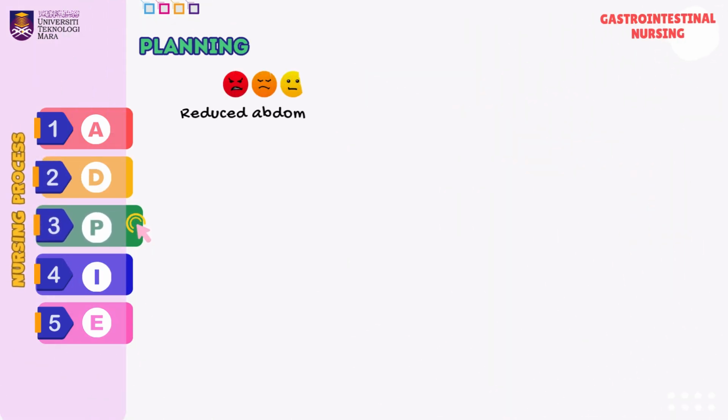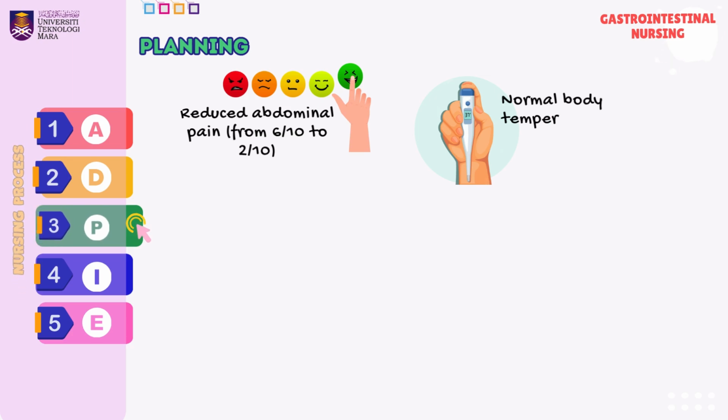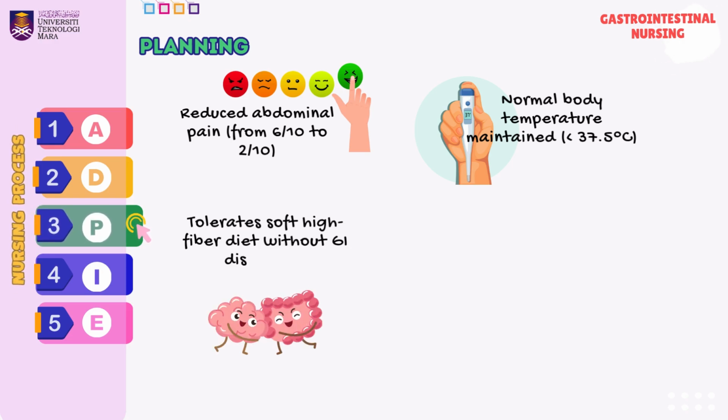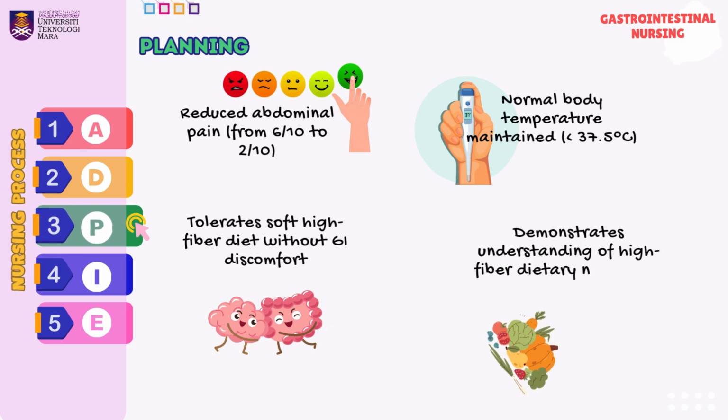Our goals for Mr. Ahmed are clear. First, we aim to reduce his pain to a score of 3 or below within the next 48 hours. We also want to ensure that his body temperature remains within the normal range. Additionally, we plan to help him restore regular bowel movements within 3 to 5 days. Before discharge, it is essential that Mr. Ahmed fully understands his dietary requirements to support long-term recovery and prevent recurrence.